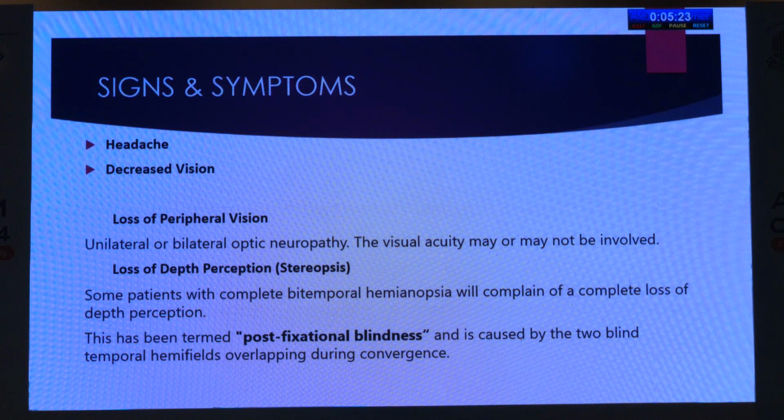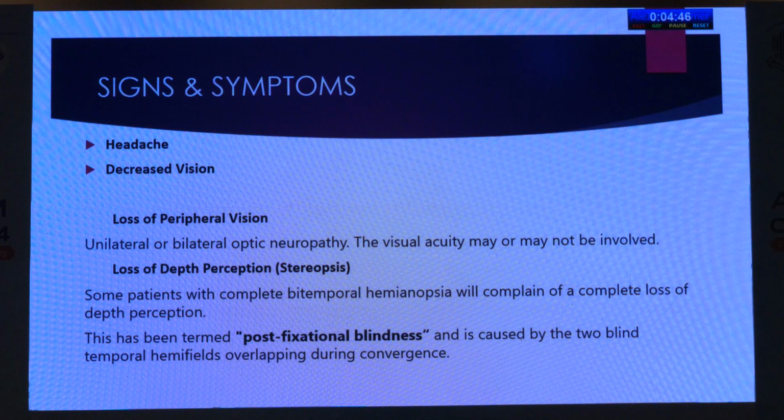In decreased vision, it is usually loss of the peripheral vision, or it can be loss of depth perception. Coming to the loss of peripheral vision, it can be either unilateral or bilateral optic neuropathy. The visual acuity may or may not be involved in these cases, because usually the central island is spared. Coming to the loss of depth perception, which is stereopsis, some patients with complete bilateral hemianopsia will complain of a complete loss of depth perception, especially when they try to cut their nails or do some near work.